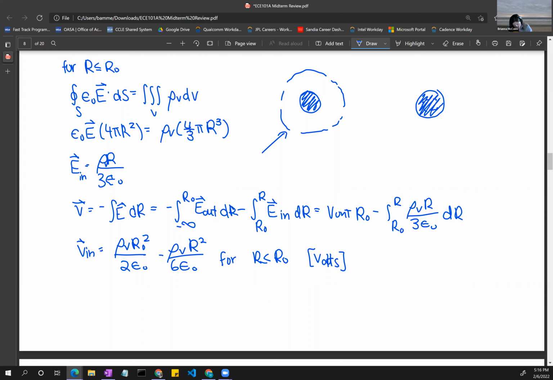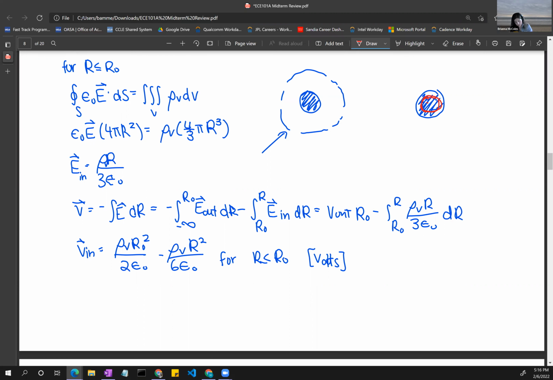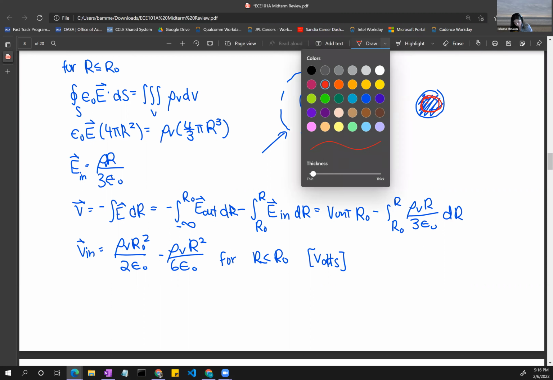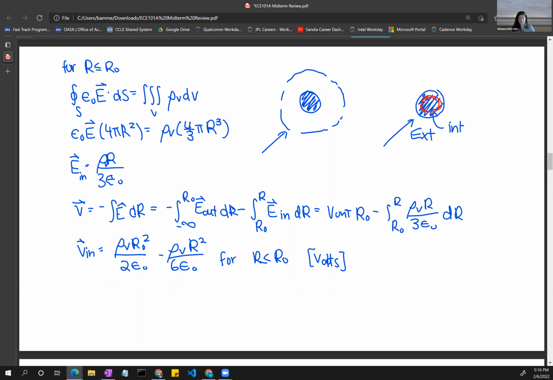Let's see if I can get a different color. Okay, it's like inside this blue sphere here. So that means that when we integrate in from negative infinity, we're integrating over the exterior of the sphere and also this interior portion. And since they have different electric fields, we need to integrate over the different electric fields. And so that's why we're considering both the exterior and the interior electric field when we're looking at the interior potential, but not the exterior potential. Does that make sense? Okay, great.